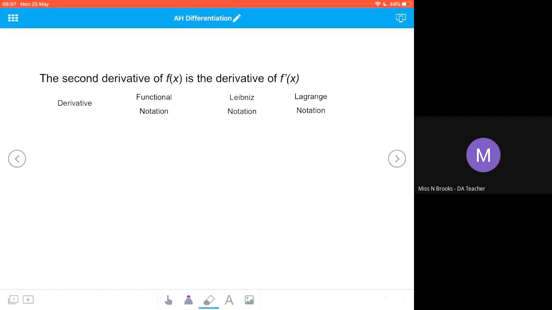So the notation that we're going to use, we're going to look at each of our three different notations and how we're going to express that. Our second derivative in functional notation is going to be f double dash x, or sometimes they use the number 2 in brackets, so that's f(2)(x). In Leibniz notation, it's d2y by dx squared, and in Lagrange notation, it's f double prime.